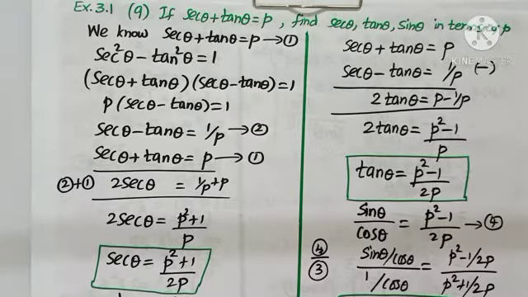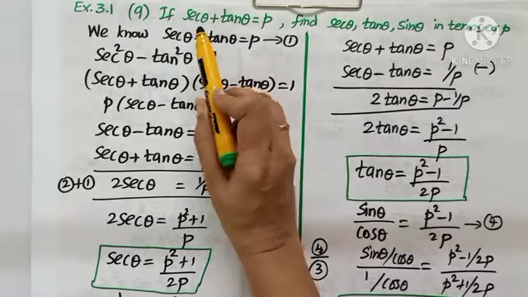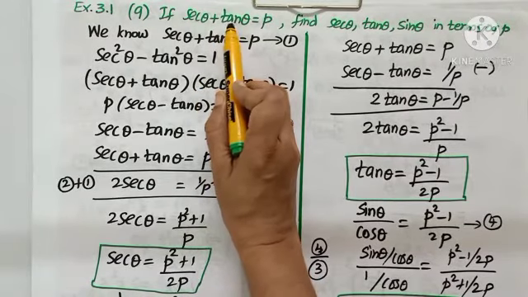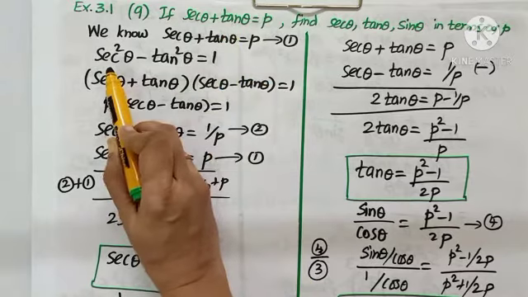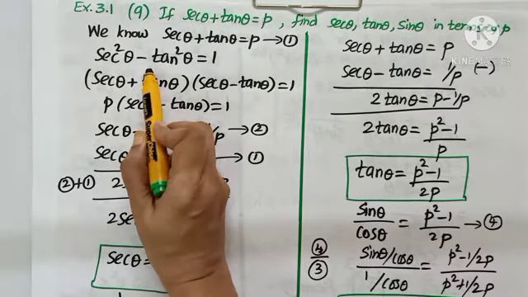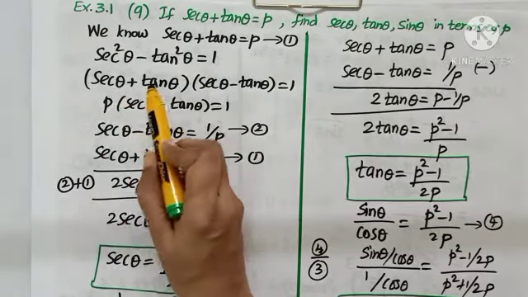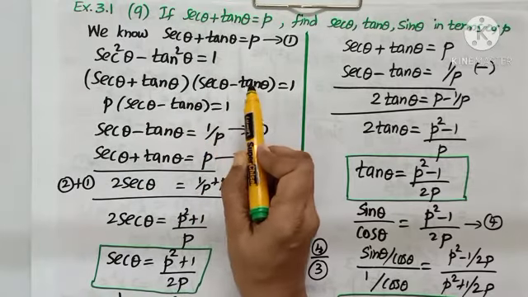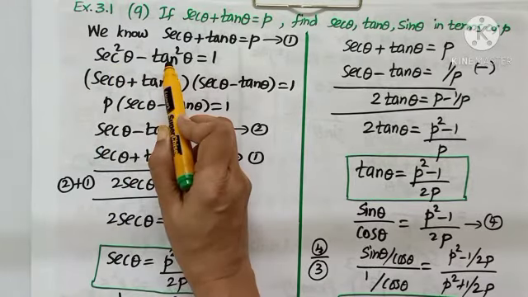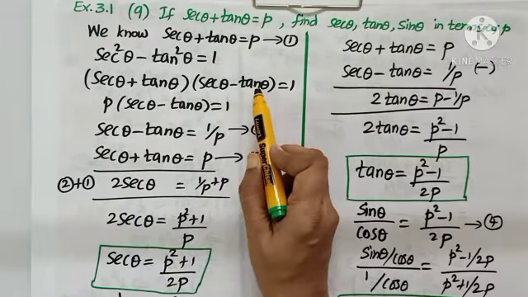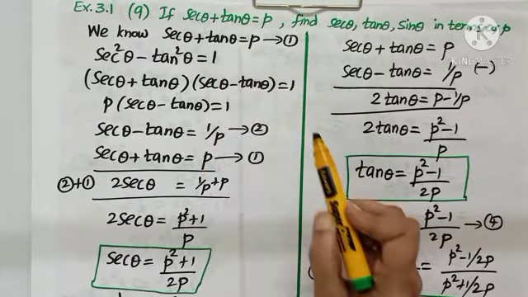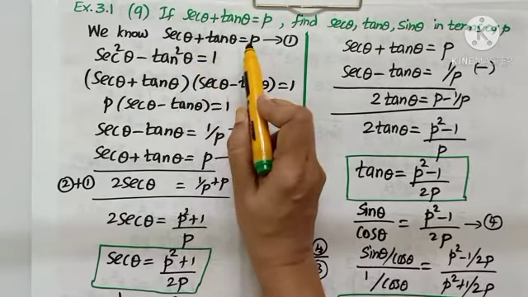Question number 9. If secant theta plus tan theta equals p, find secant theta, tan theta, sin theta in terms of p. Whenever a question is given in terms of secant and tan, immediately remember the identity secant square theta minus tan square theta equals 1, which can be rewritten as secant theta plus tan theta into secant theta minus tan theta. A square minus b square is a plus b into a minus b, which is equal to 1 as in the identity. Given secant plus tan is p.